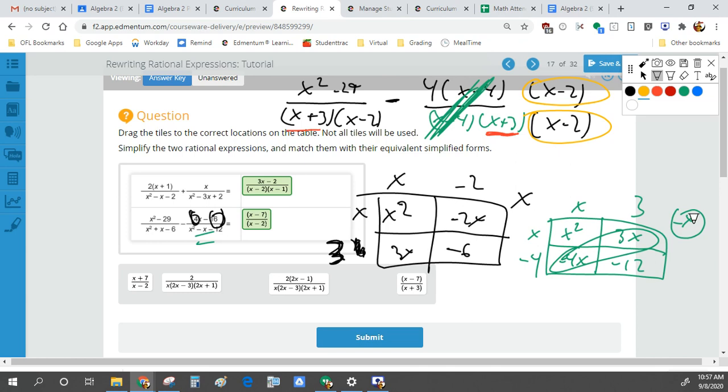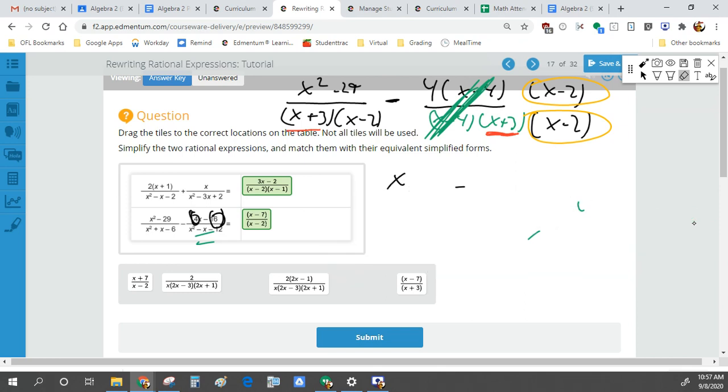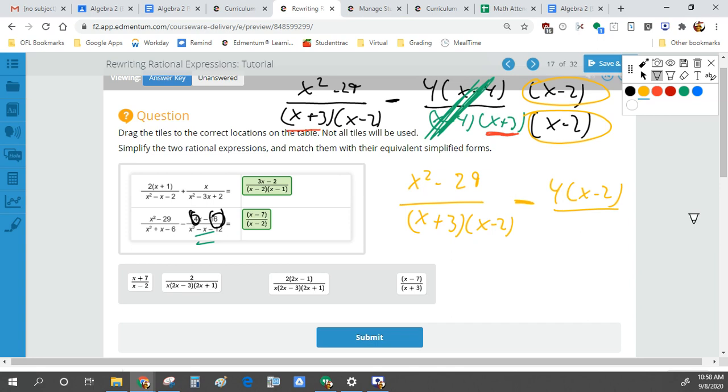So this becomes, I'm going to erase this. You guys can always rewind on the video later if you didn't write this down for your notes. So here, what I'm going to end up getting is x squared minus 29 over x plus 3, x minus 2, a minus sign here. This becomes 4x minus 2, x plus 3, x minus 2.